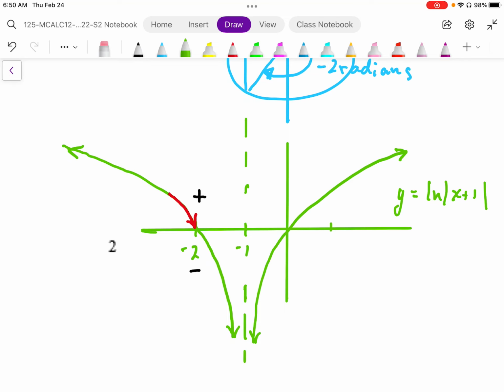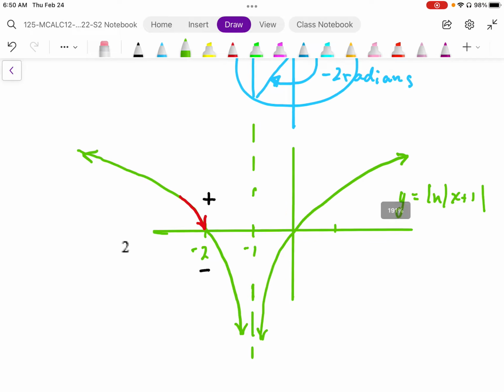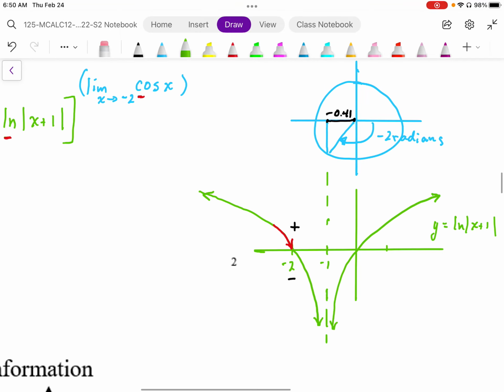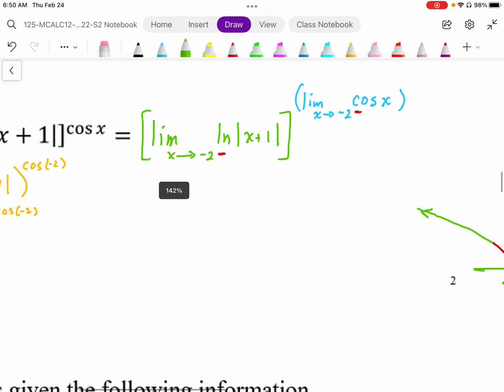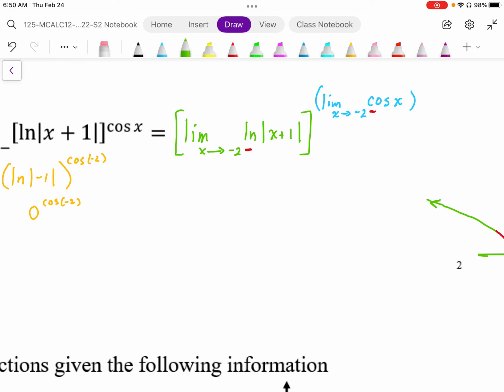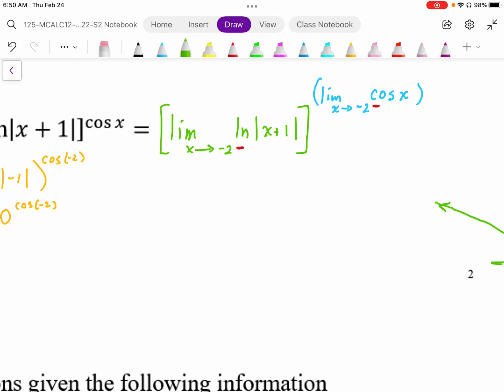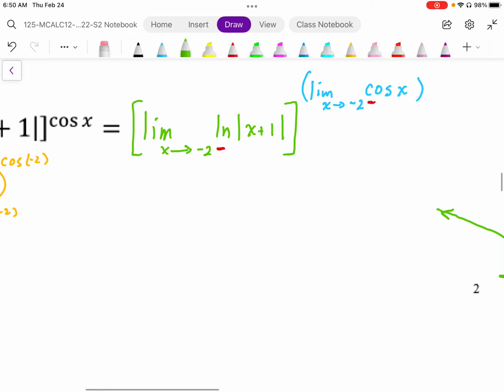That red arrow is pointing towards 0, so that's how we get the 0 base. But notice that it's approaching the 0 from the positive side if we're approaching -2 from the negative side. So that's very important. What we've done is broken this down, and we can look at the limit of the base separately from the limit of the exponent. So I've done this here.